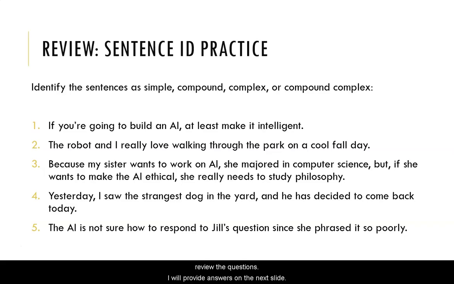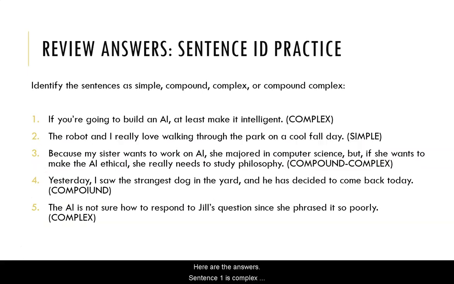Pause the video a moment to review the questions. I'll provide the answers on the next slide. Alright, here are the answers. Sentence 1 is complex because it includes the dependent clause, if you're going to build an AI. Sentence 2 is simple because it contains only one independent clause.